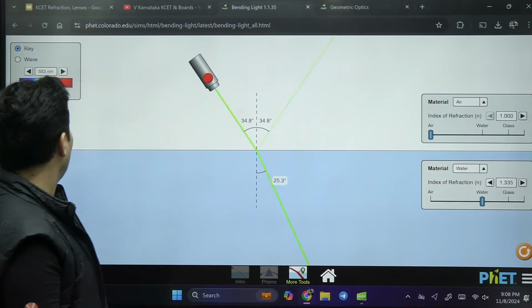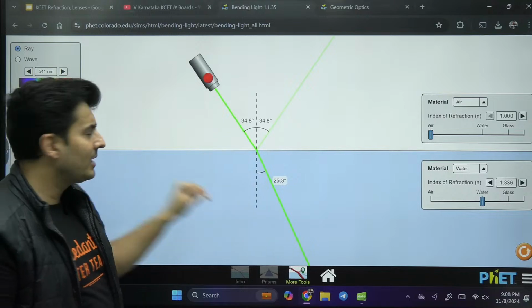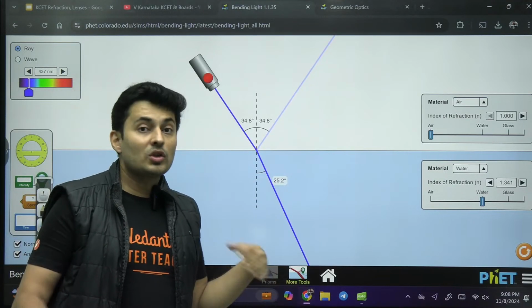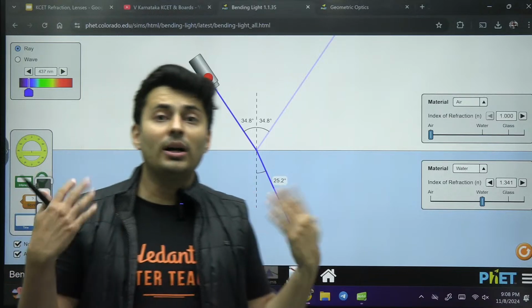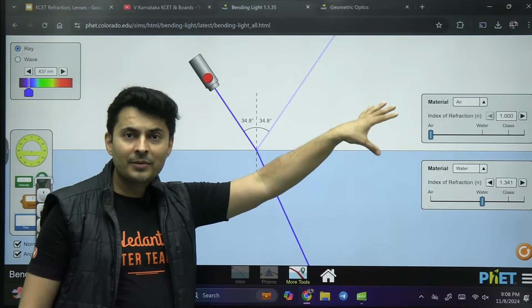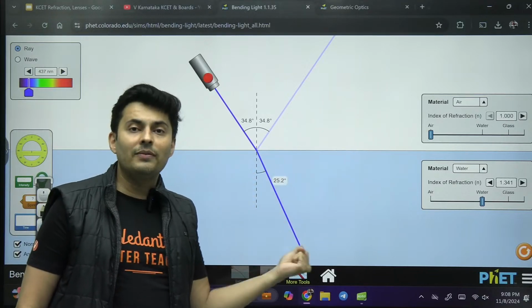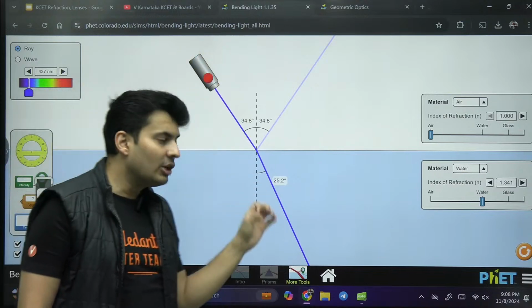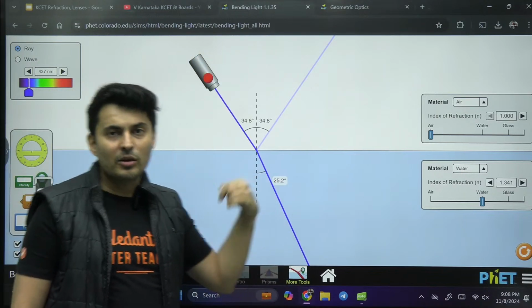If it was yellow color or green color, green remains green. If it was violet or blue, it remains blue. So color does not change. What will change then? Speed. Here, this is rare. This is dense. So it is difficult for light to travel. So here it will travel fast. Here it will be slightly slower.